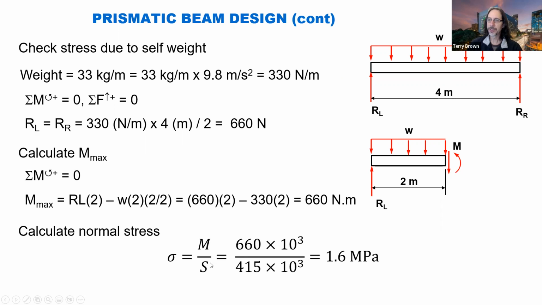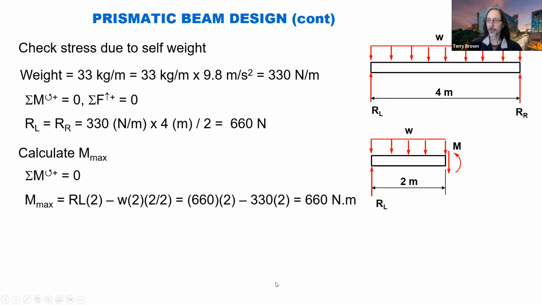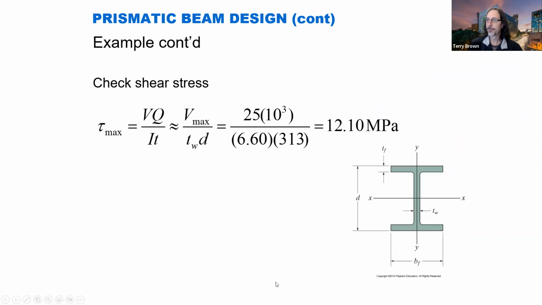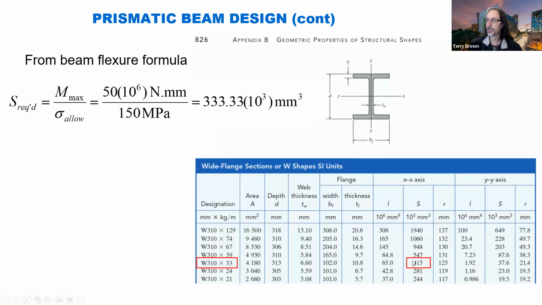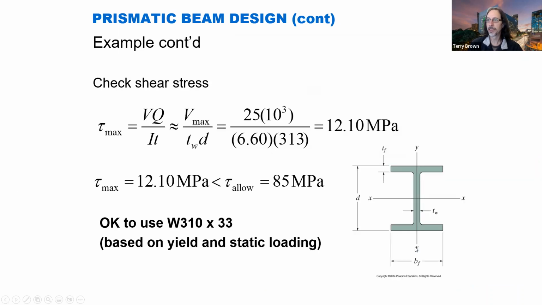So the normal stress using our beam section that we've just, our section modulus that we've just got from the table. Right. So now we use the actual section modulus, 415, that we got from the table, right? Here. Right. Use this value, not the 333, because now we have an actual beam that we're making use of.